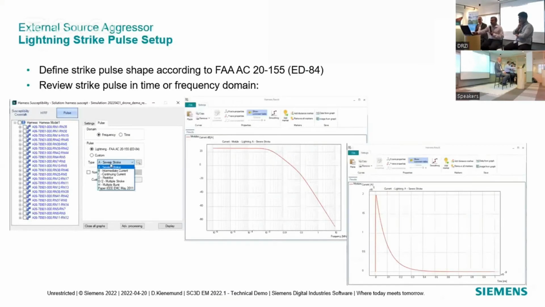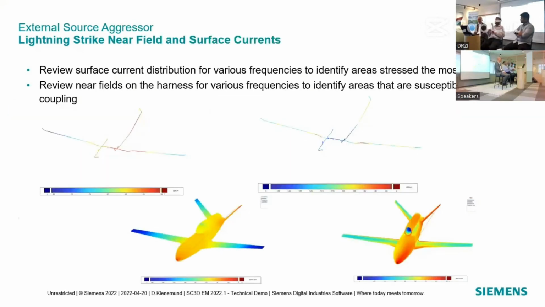So if you look here, there are a number of different lightning conditions. You can trigger them on the structures. You can see how the current passes through the wire harness and so on. Then you can also see how the current is being distributed on the surfaces and so on, right? So this will help to simulate the lightning effect.